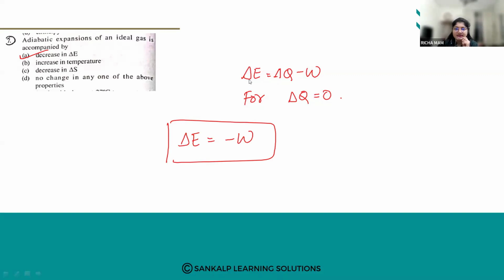Yes. Hema has answered. Tejaswini has answered. Murli has answered. Very good. Okay. Let us go for the next one.